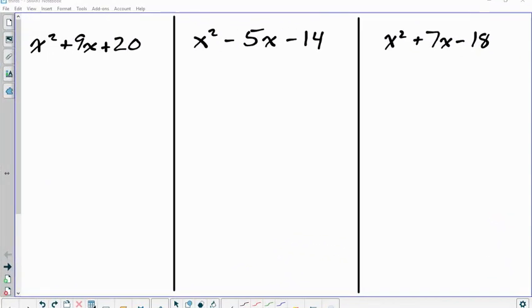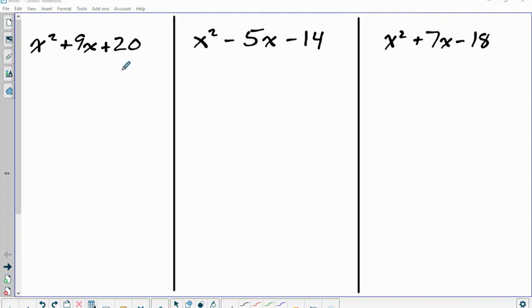In this video, we're going to factor trinomials that are in this form. And by this form, this is what I mean. The lead term here, x squared, the coefficient in front of it is a 1. So you'll notice on all these problems, the coefficient of our x squared is a 1. So let's get started on this.